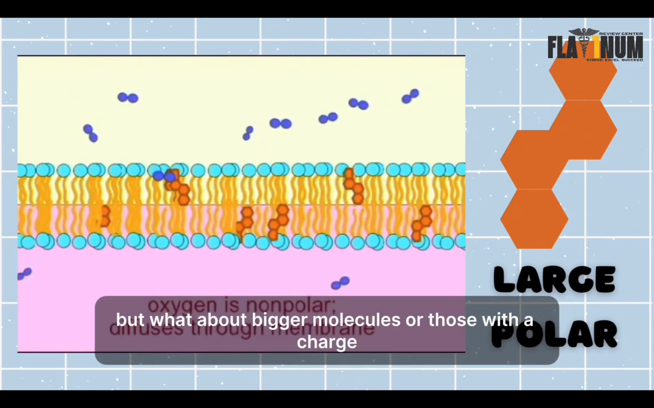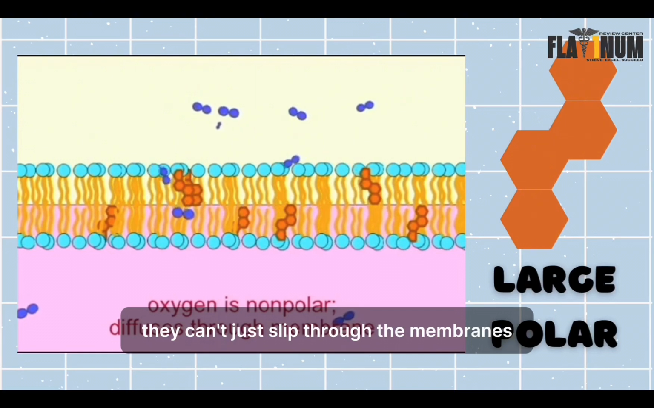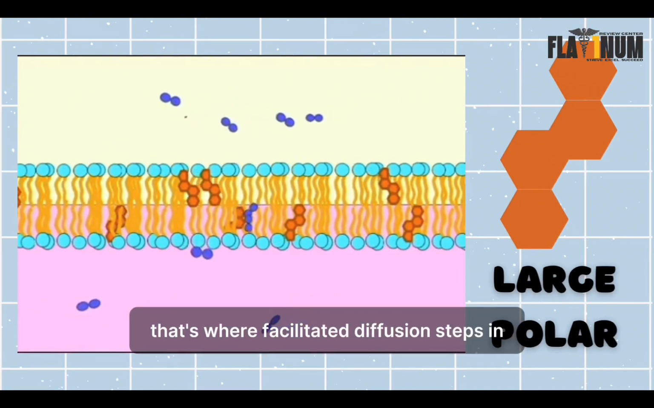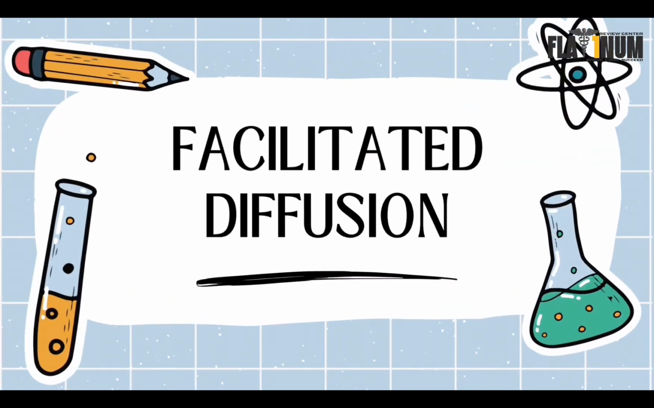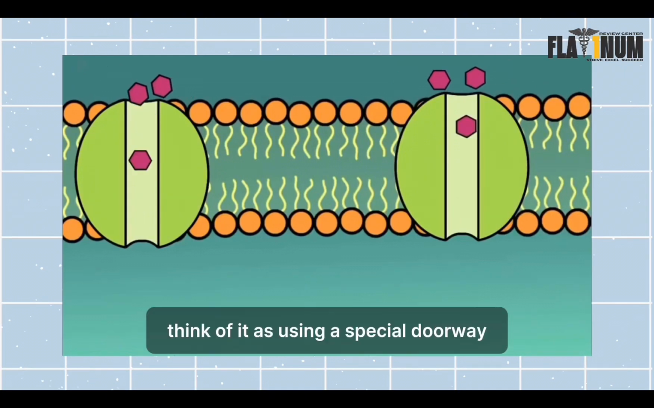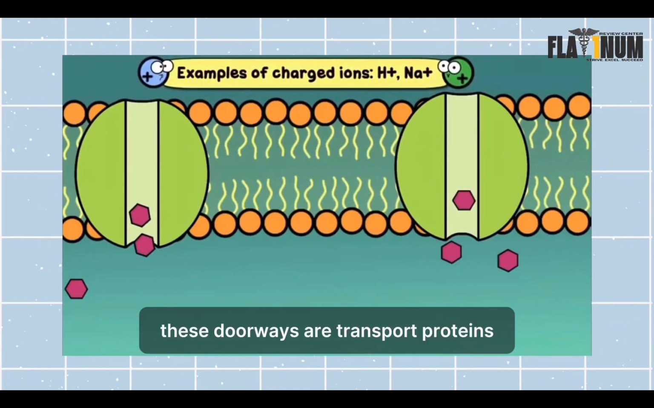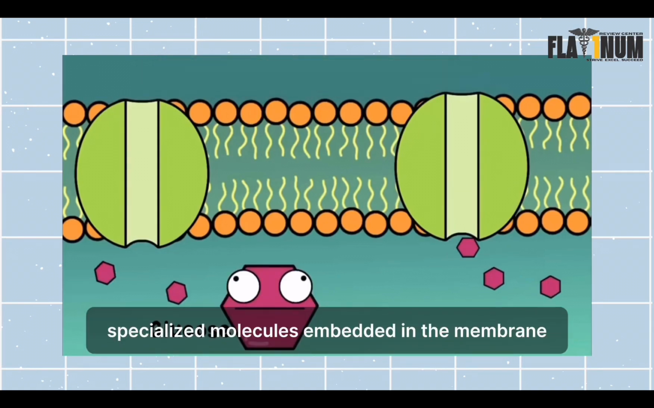But what about bigger molecules, or those with a charge? They can't just slip through the membrane's fatty barrier. That's where facilitated diffusion steps in. Think of it as using a special doorway. These doorways are transport proteins, specialized molecules embedded in the membrane.